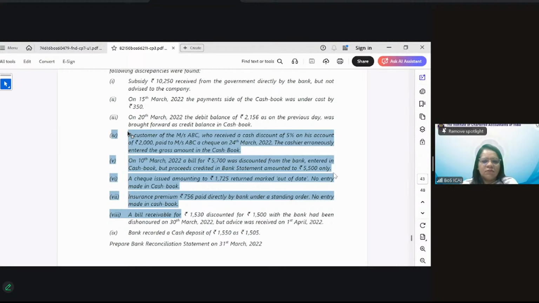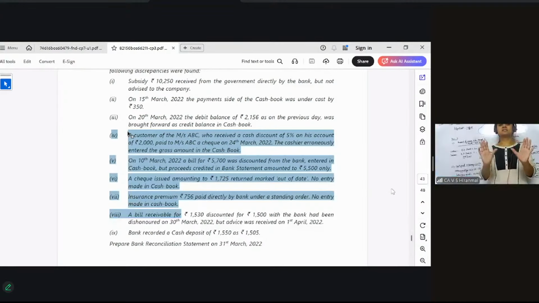There, 4 lakh is the check, 16,000 rupees is the discount. Here also a similar thing has happened. 2,000 is the value on which 5% comes to 100 rupees. The entire 2,000 is entered as the amount in the cash book, so your cash book is more by 100 rupees alone. Passbook is less, cash book is more. This adjustment, 100 rupees, is the difference. Whichever method you are following, just see whether you have to add or subtract.